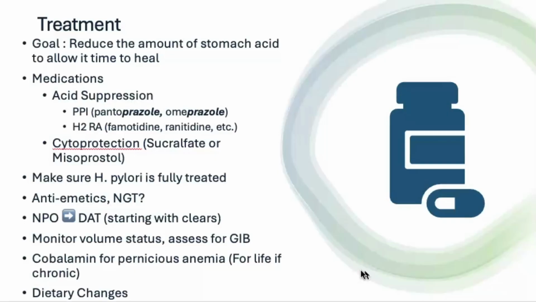cytoprotection. So cytoprotection is really any agent that works to help coat and protect any ulcerated tissue, or should an ulcer form. So they're going to help stimulate mucus production along the lining of the GI tract. So these don't work so much by reducing gastric acid, because they do decrease the acid somewhat, but really its main function is to increase mucosal protection.